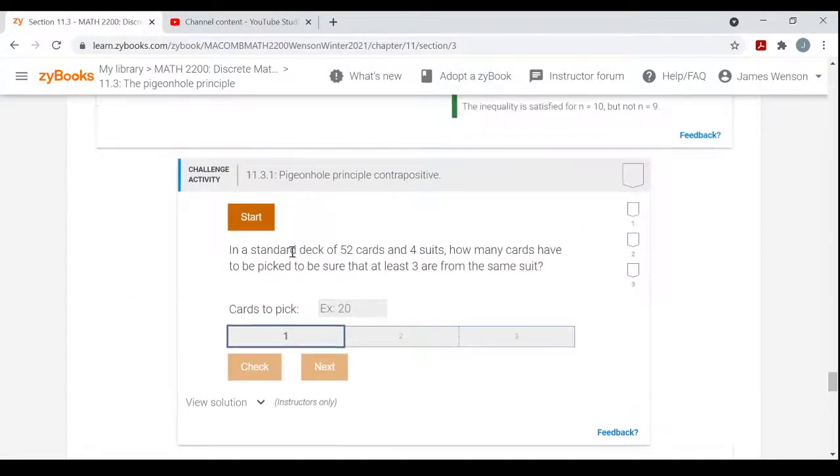And then you finally have your challenge activity. I'll just talk through one more here, and then you have 2 more levels. In a standard deck of 52 cards with 4 suits, you have hearts, diamonds, clubs, and spades. There are 13 cards of each suit. How many cards have to be picked to be sure that at least 3 are from the same suit?